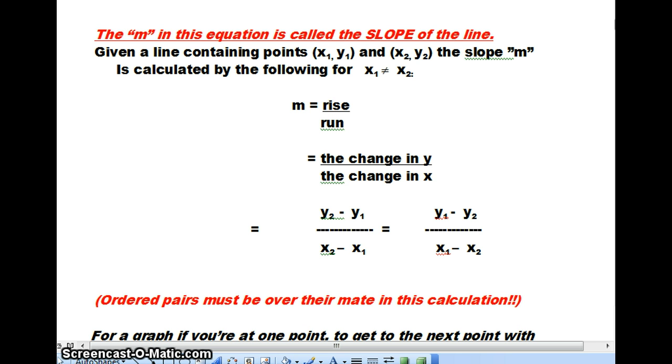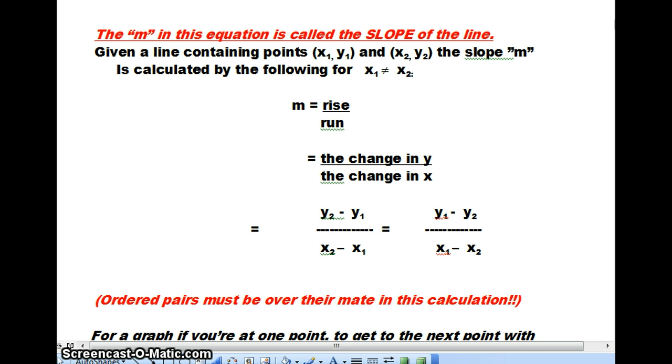So the rise means how much does it go up or down, and the run means how much does it go either left or right in a horizontal distance. So if we put it in terms of the letters that we've been used to using, it's the change in y, how much does it go up or down, divided by the change in x, how much does it go to the left or to the right. There are two equations which are identical for this. It's y2 minus y1 divided by x2 minus x1, or we can also use y1 minus y2 divided by x1 minus x2.